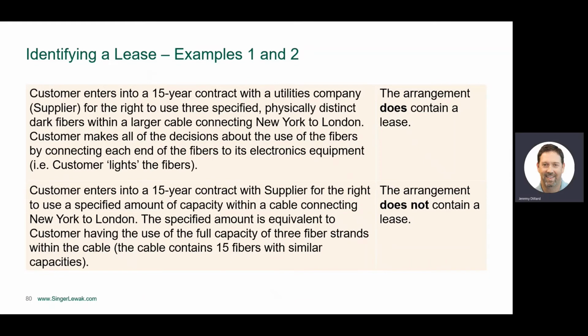In our first example, there's a contract for a fiber optic cable, and the customer has 3 dedicated fibers for 5 years. As this arrangement gives the lessee the right to control usage of the fibers, the contract would contain a lease. In the second example, there's a similar arrangement for a fiber optic cable, but in this example, the customer has guaranteed bandwidth equivalent to 3 dedicated fibers for 15 years. While there's similar capacity as the first example, there's no identified asset that's under the customer's control, and accordingly, the contract does not contain a lease.